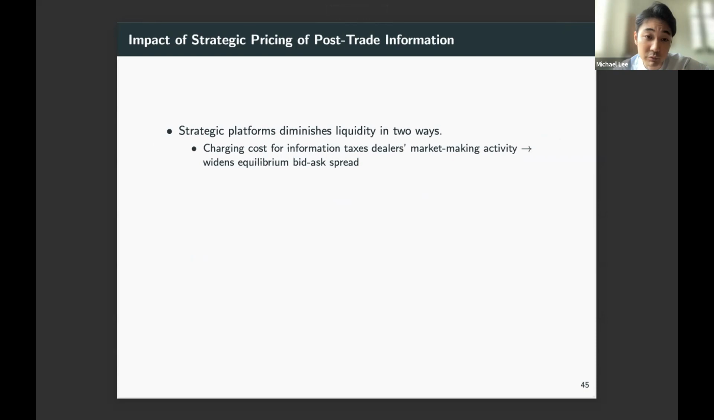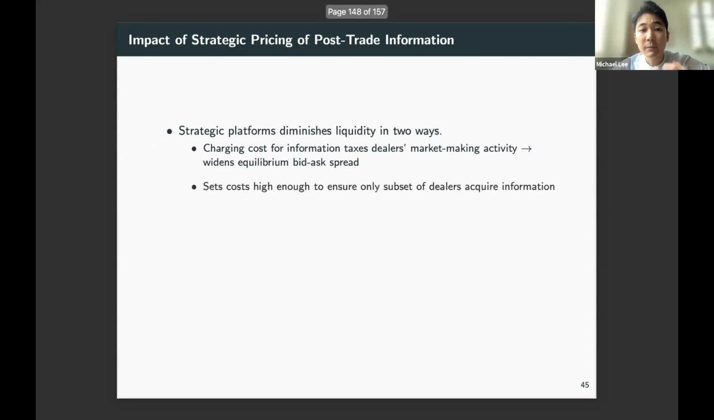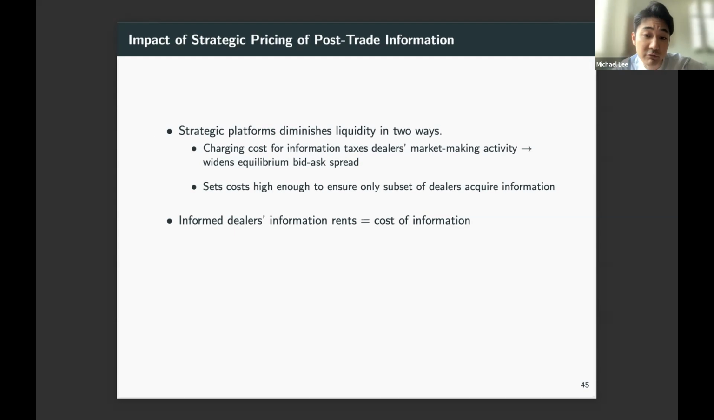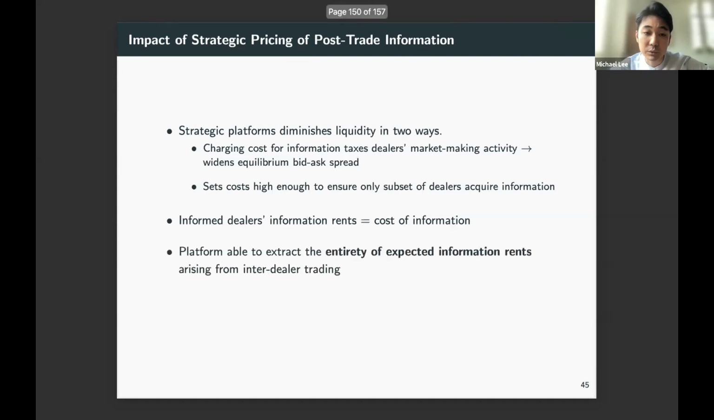Now, I just want to emphasize the strategic platform here diminishes liquidity in two ways. First of all, there is a really straightforward reason. They're charging costs for information. This taxes dealers' market-making activity, and this is going to widen the equilibrium bid-ask spread. But secondly, more interestingly, they're going to set the costs high enough to ensure that only a subset of the dealers are acquiring information. Essentially they're setting the cost of information equal to the informed dealer's information rents. If you buy information, you can use that strategically in interdealer markets to extract rents. Well, the cost is going to be set exactly equal to that.